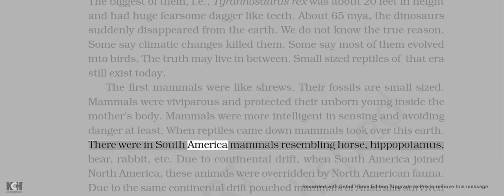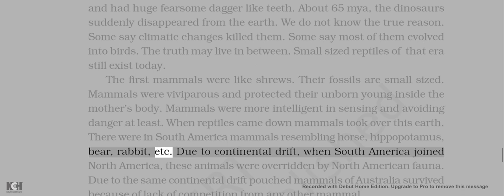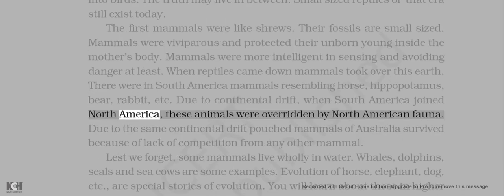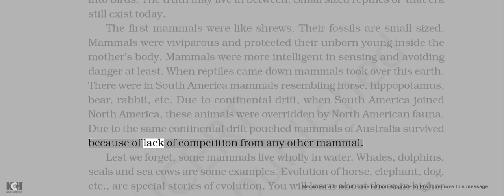When reptiles came down, mammals took over this earth. There were, in South America, mammals resembling horse, hippopotamus, bear, rabbit, etc. Due to continental drift, when South America joined North America, these animals were overridden by North American fauna. Due to the same continental drift, pouched mammals of Australia survived because of lack of competition from any other mammal.